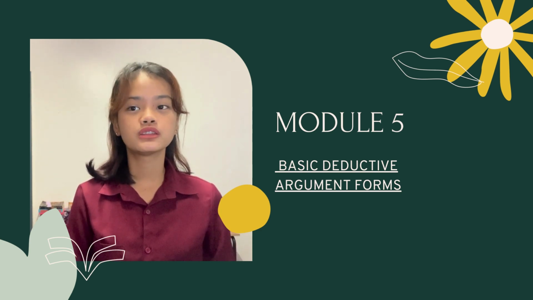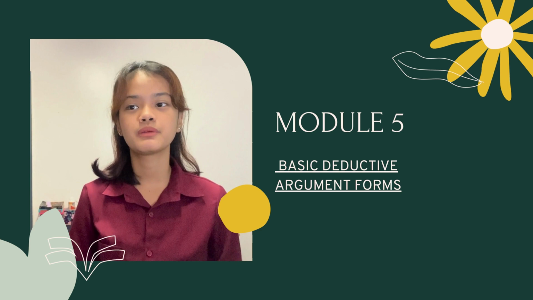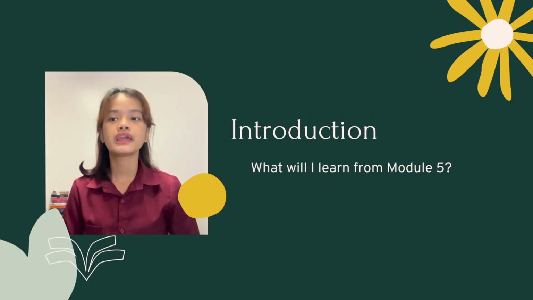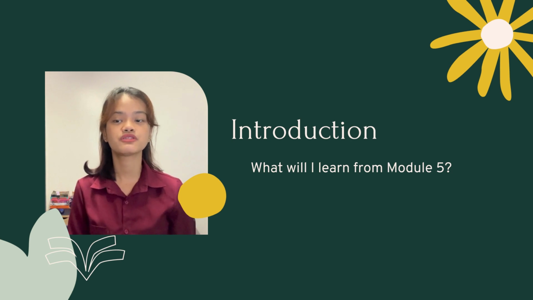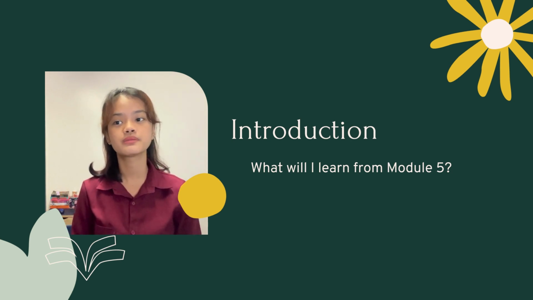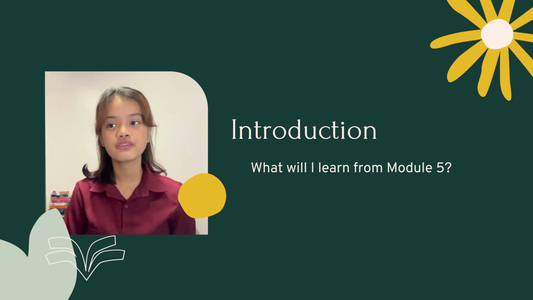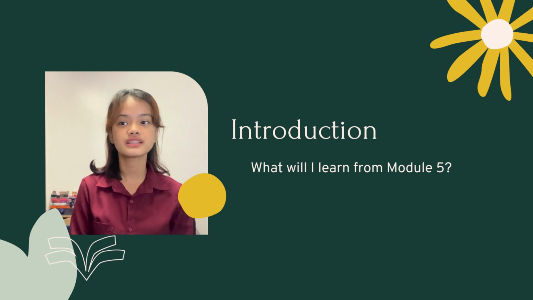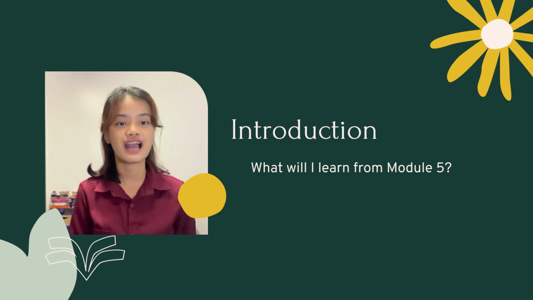Let us now move on to the 5th module entitled Basic Deductive Argument Forms. In this module, you will be able to differentiate the basic types of valid and invalid argument forms and learn how to formulate each. Our discussion for Module 5 would be divided into 2 parts: types of valid argument forms and types of invalid argument forms. Let us now begin with the first half.